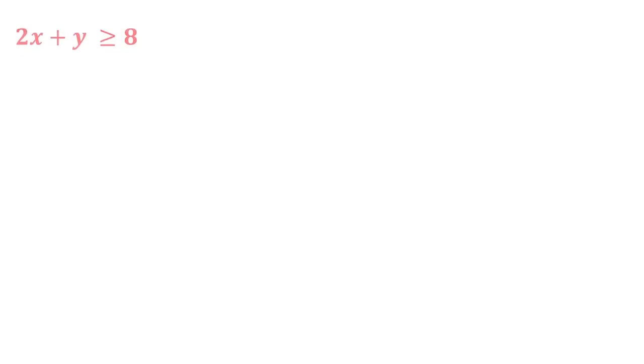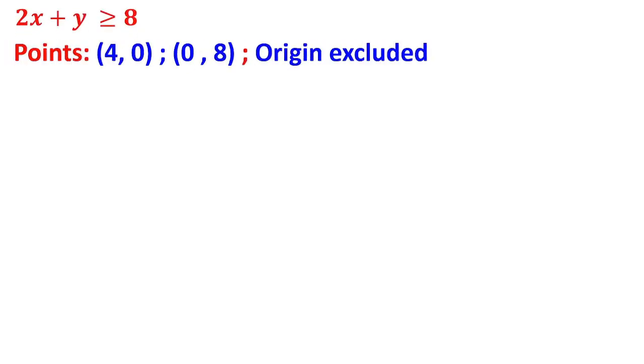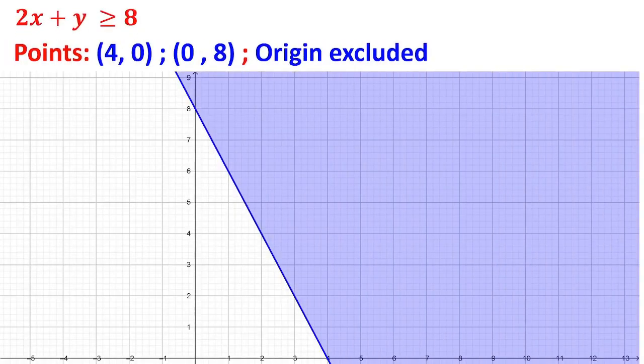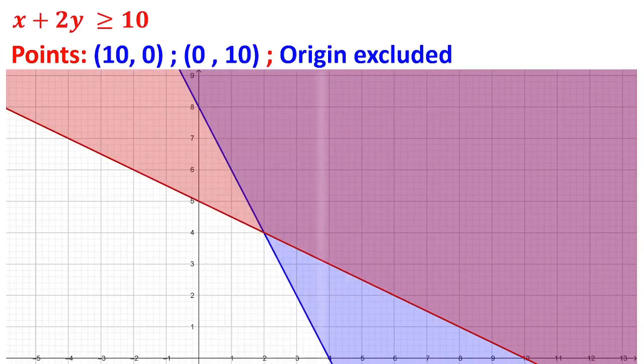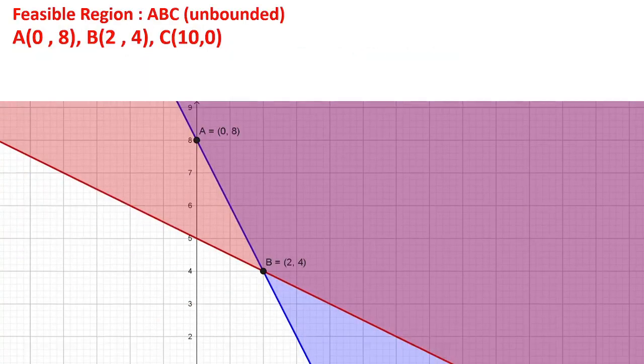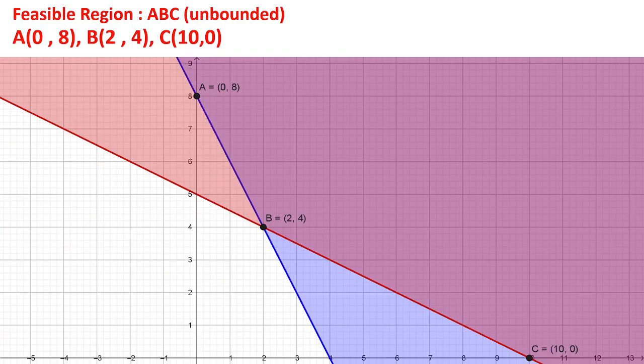And let us take now. This is 4 comma 0, 0 comma 8, origin excluded. There is a point now. Go to the second one. Origin. It is very clear that origin is excluded. And you are getting an unbounded region now, A, B, C, where A is 0 comma 8, B is 2 comma 4 and C is 10 comma 0 are the points.